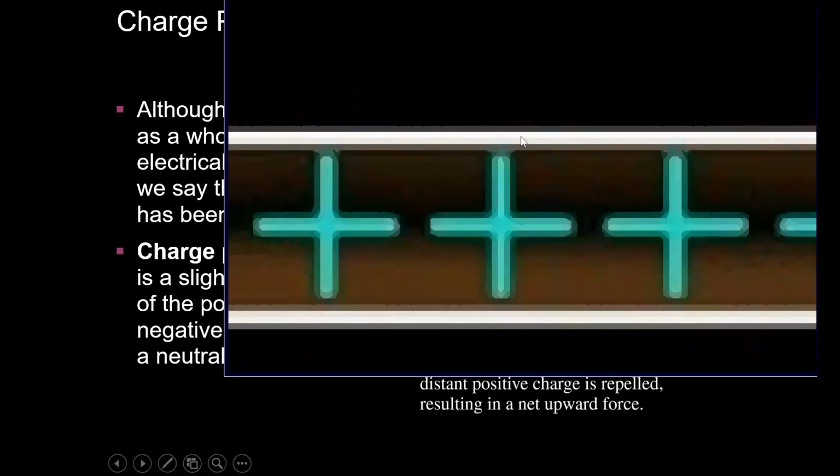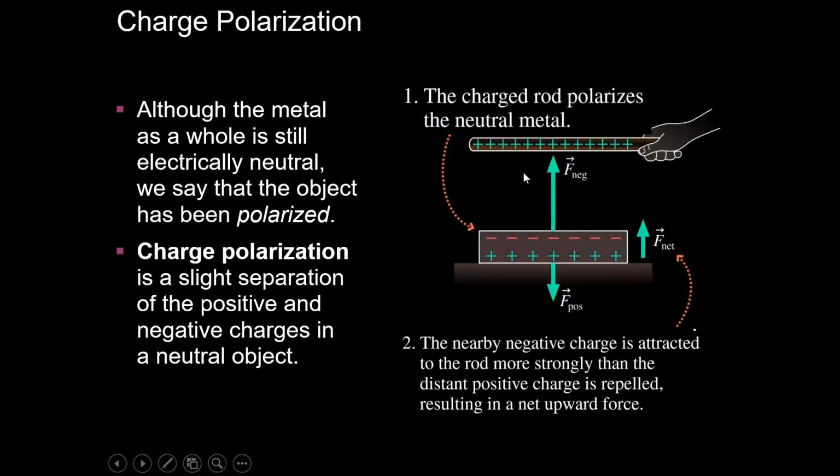If you switch the sign on this thing, make it negative, then the same effect occurs. It's just that the signs on the edges of this thing are different. So if this rod was now negatively charged, you would have a larger positive charge on the top and the negative charge on the bottom. So charge polarization is the reason why neutral objects feel an attractive electrical force.